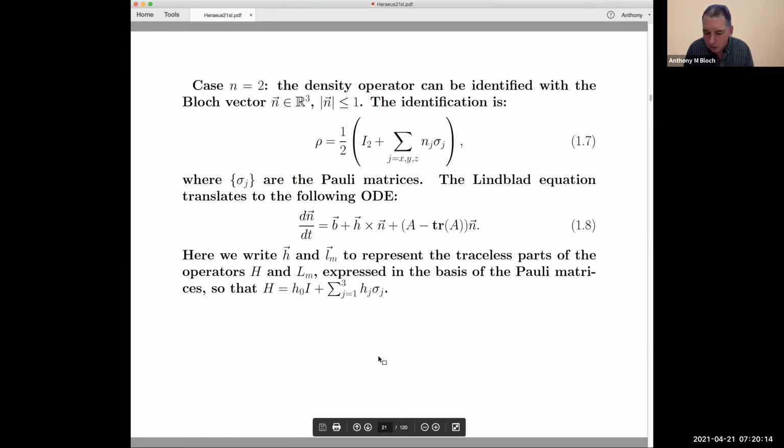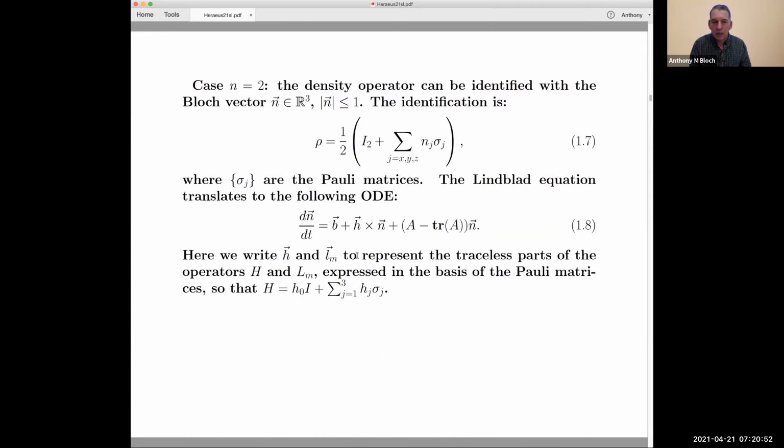You can do this quite generally, and if I have time, I'll show you the general case, but it's nice to just look at the n=2 case, which has a lot of the nice features of the general setting, and you can do very specific analysis. In this case, you can think of the density operator rho as identified with the Bloch vector n in the ball. This is the identification, equation 1.7. So rho is equal to 1/2 times the identity matrix plus the sum over Pauli matrices. In this case, the Lindblad equation reduces to this equation here, 1.8 for n. And so there's a constant affine term, a cross product, h cross n.